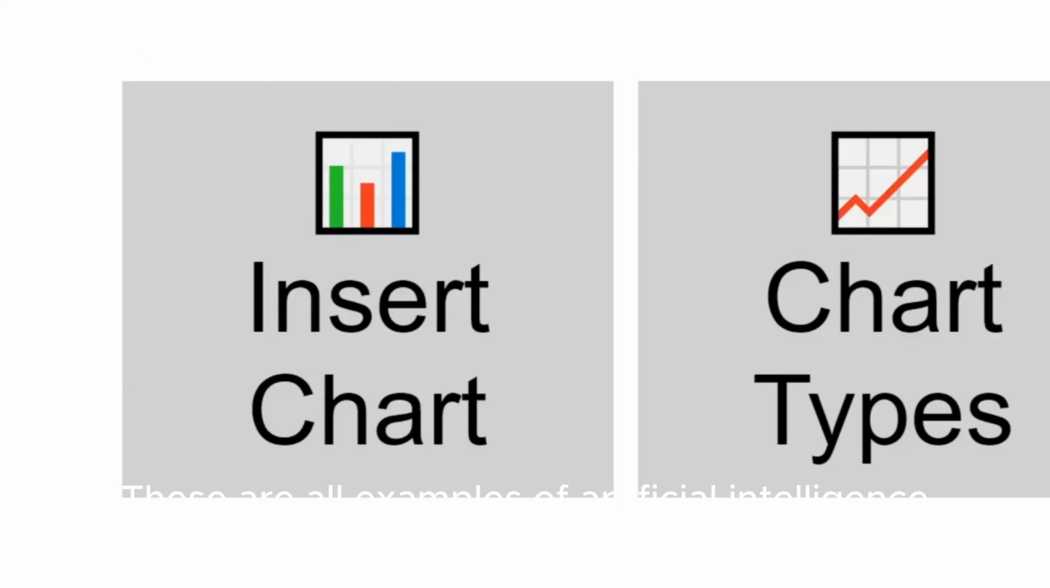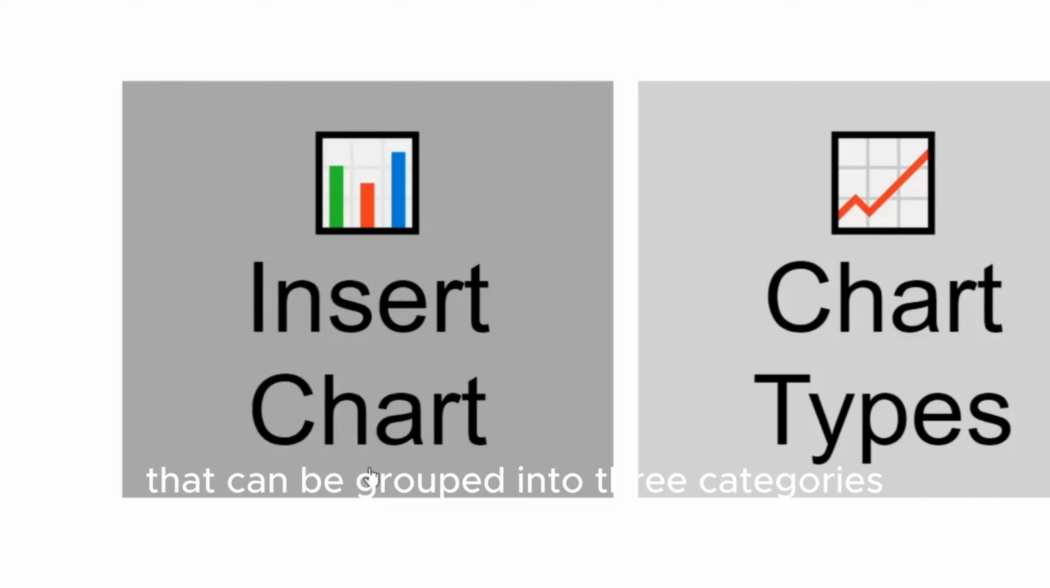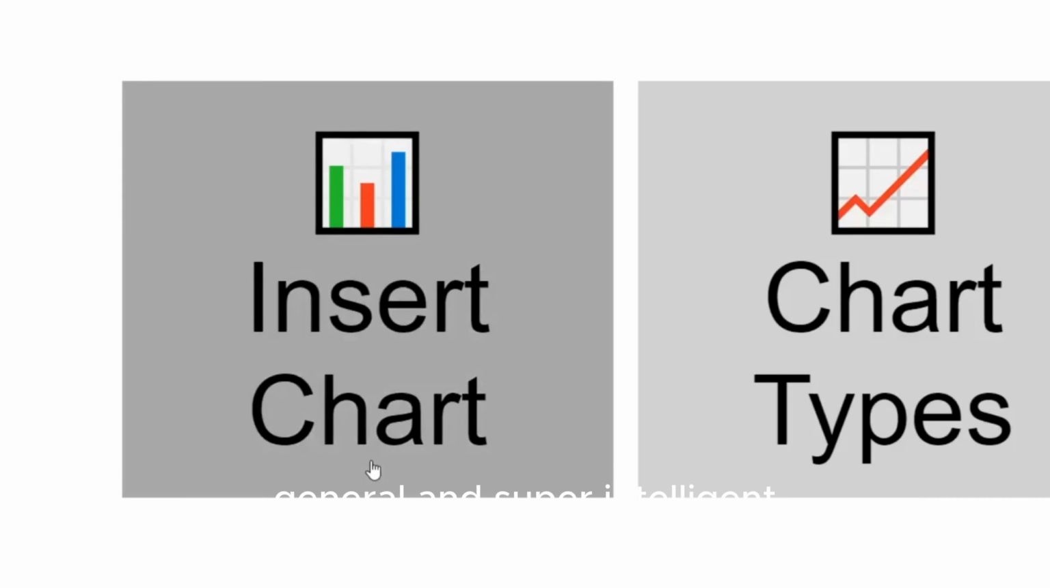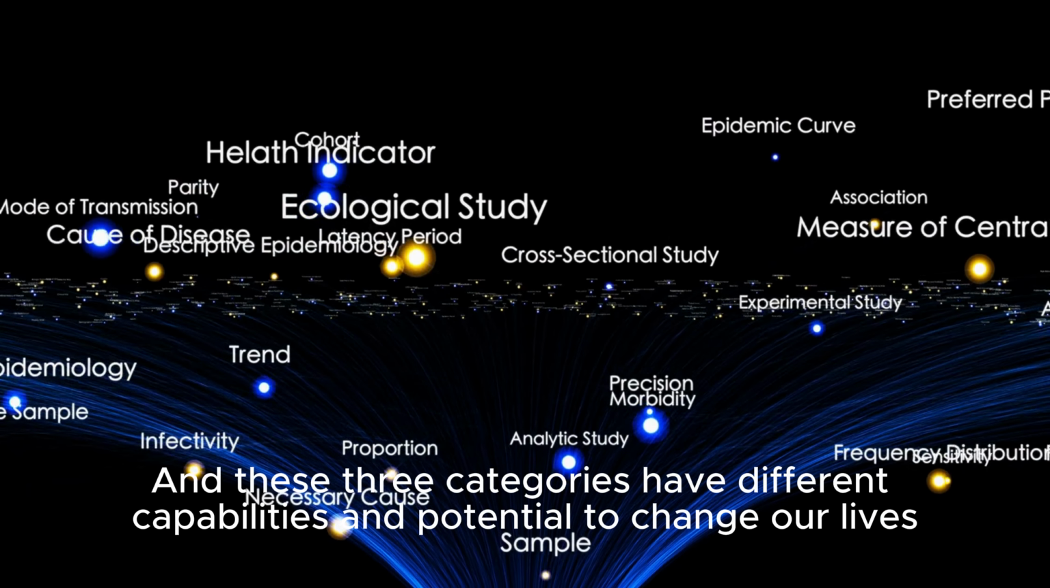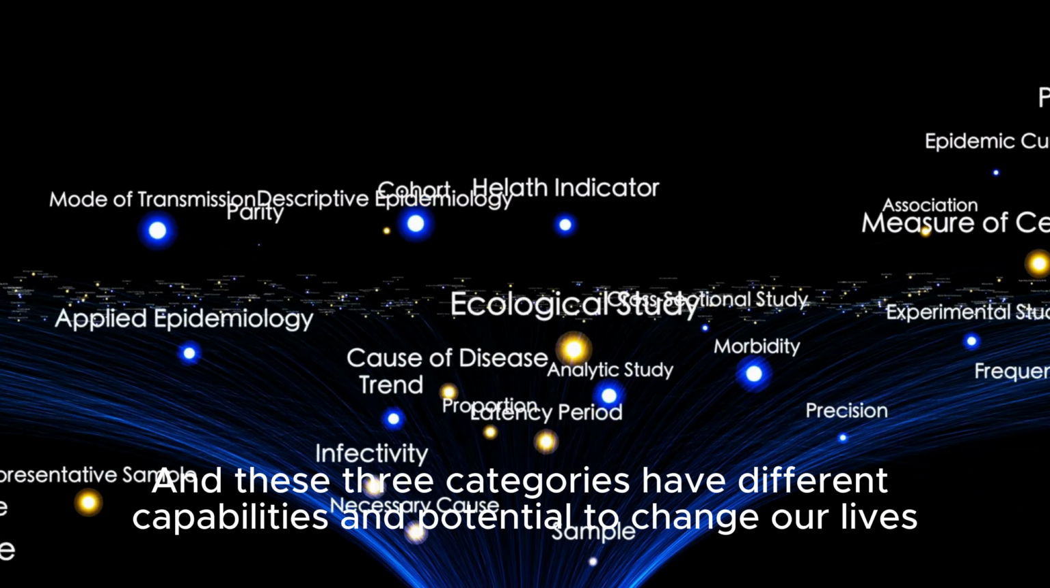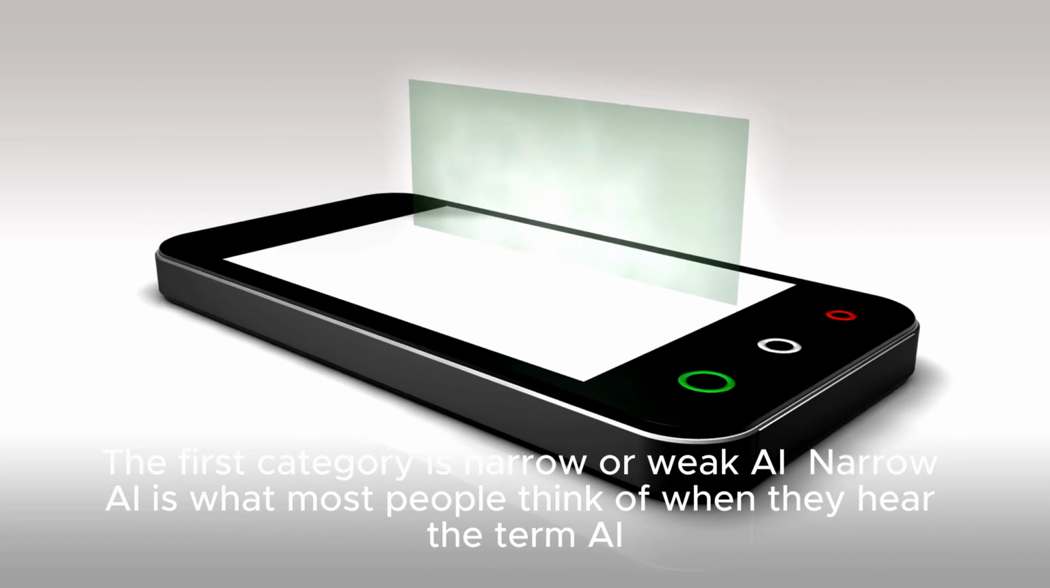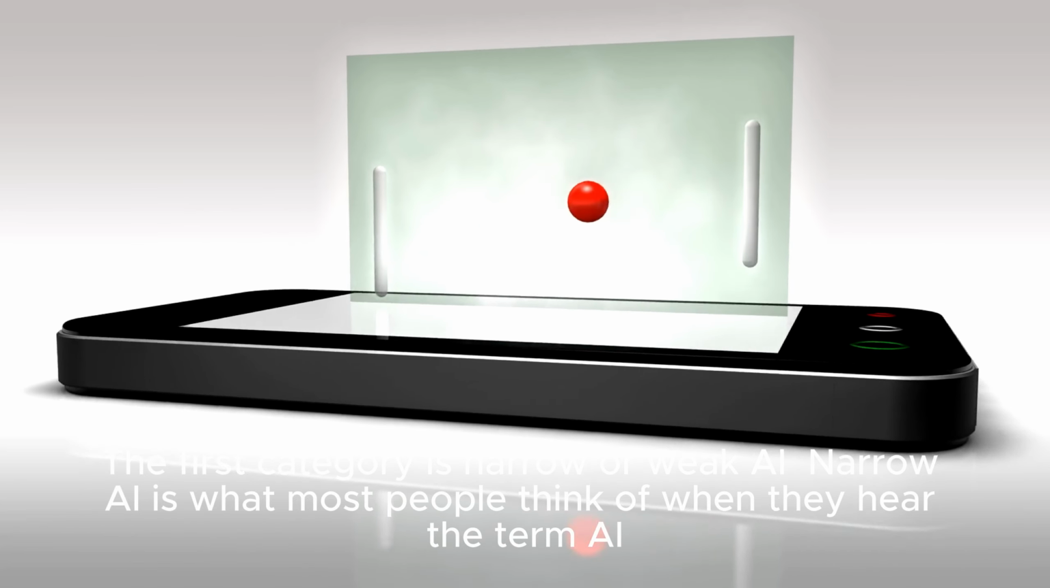These are all examples of artificial intelligence, but they're all different types of AI that can be grouped into three categories: narrow, general, and superintelligent. And these three categories have different capabilities and potential to change our lives. The first category is narrow or weak AI.